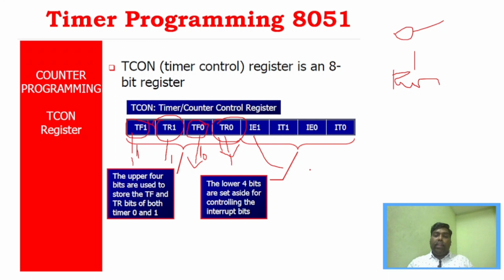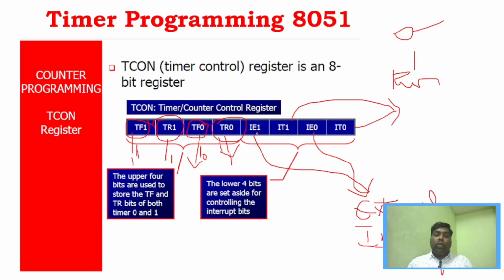And these two, IE1 and IE0, are nothing but the external interrupt. I already said what is external interrupt, that is INT0 and INT1. Whenever timer 0 uses the external interrupt, it uses this one, and timer 1 uses this one. And what about these two? I already explained this. We know that these two are external interrupt, and these two bits tell you how this external interrupt will happen, whether it happens at the negative edge trigger or at the level trigger.